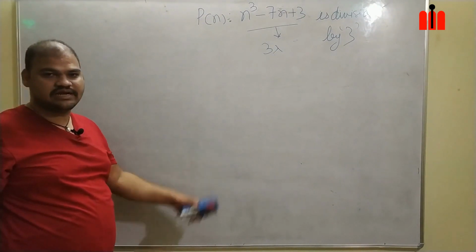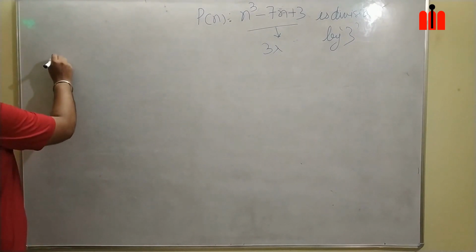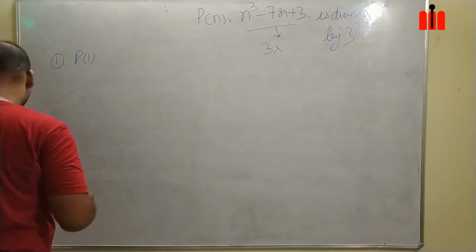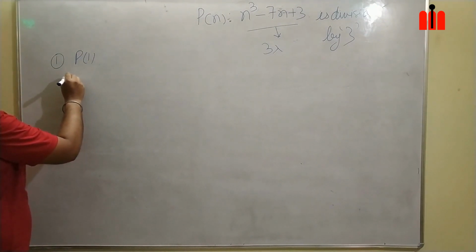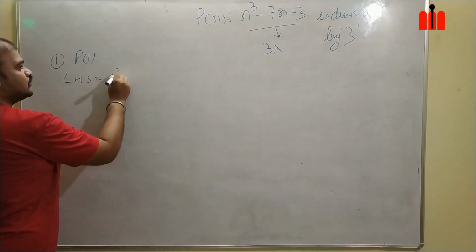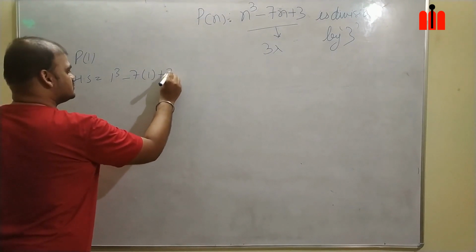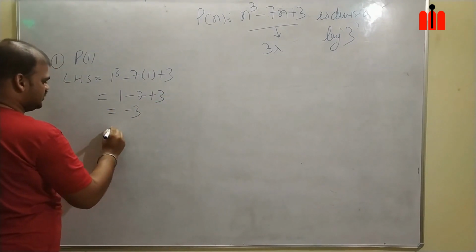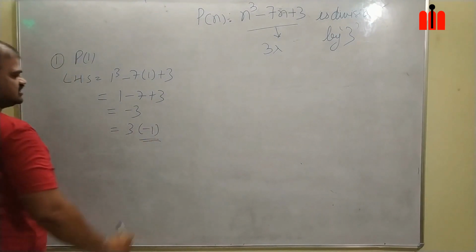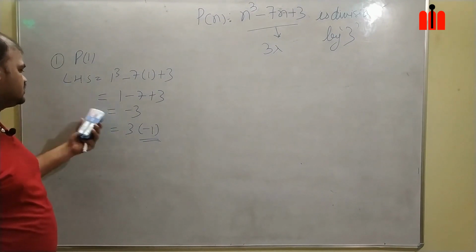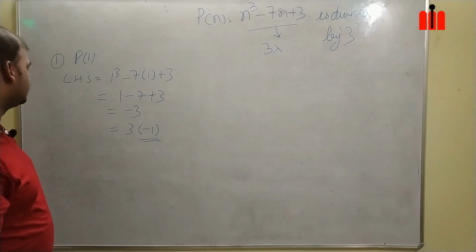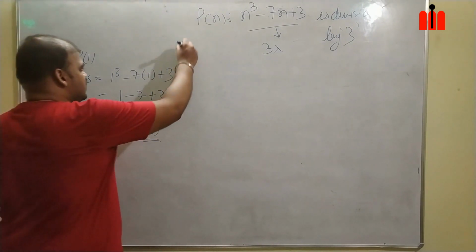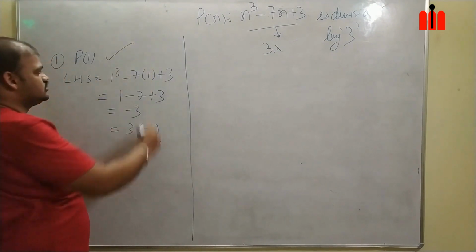Now let's get started with our principle of mathematical induction. My first step is the initial check, P1. I will substitute n equal to 1, and I get my LHS as 1 cube minus 7 plus 3, which is 1 minus 7 plus 3, equal to minus 3. This is in the form of 3 into minus 1, where minus 1 is my lambda, hence this is divisible by 3. So my P1 check is done, my RHS is 3 lambda where lambda is equal to minus 1, and P1 is true.